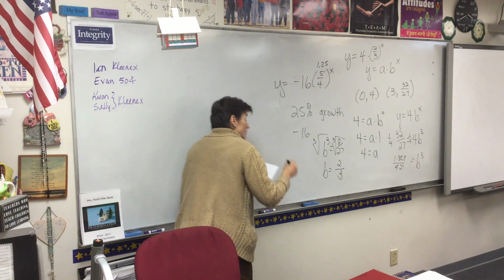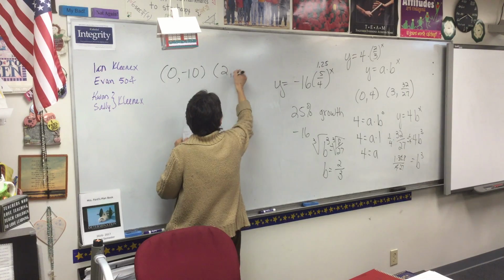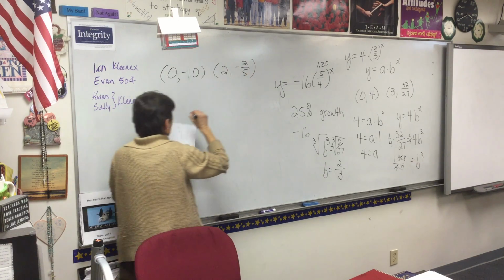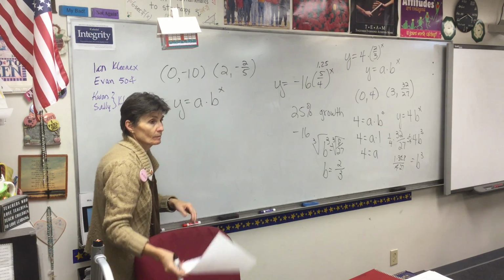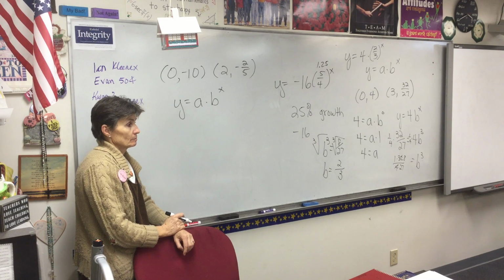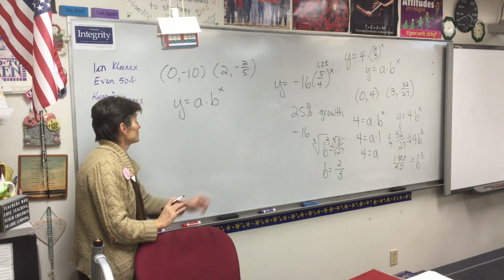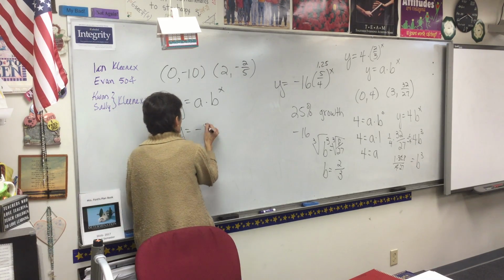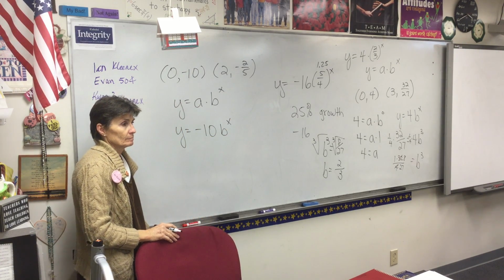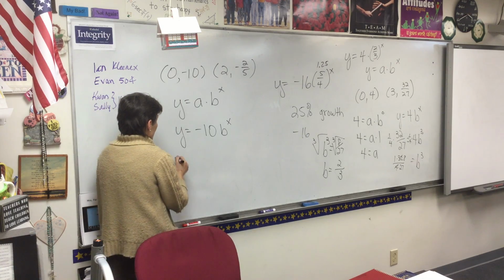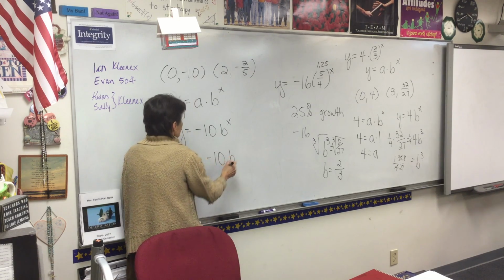All right, let's try the next one. Now we're going to do exactly the same thing, gang. Y equals A times B to the X. So what do we know about A? It's -10. So now we'll plug in -2/5 equals -10 B to the second.